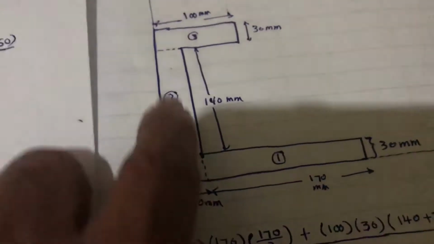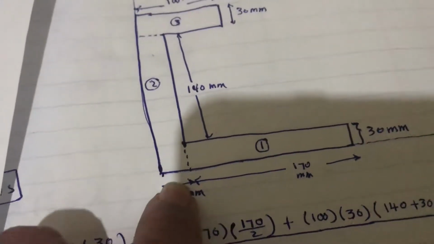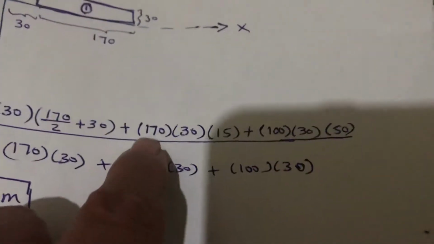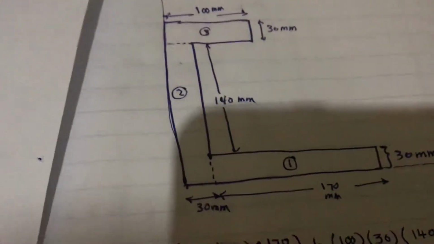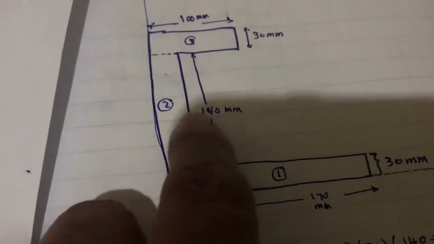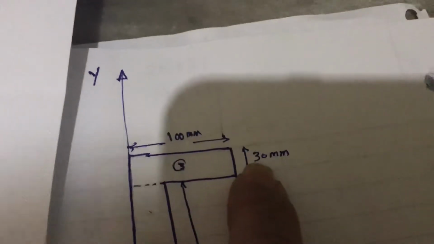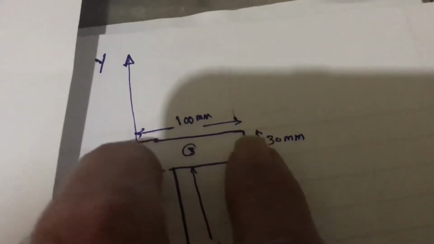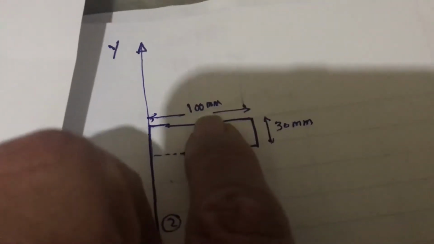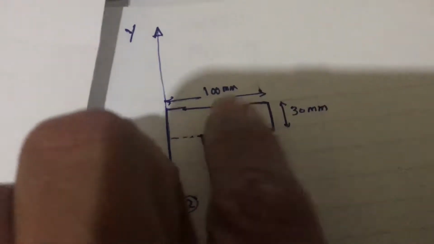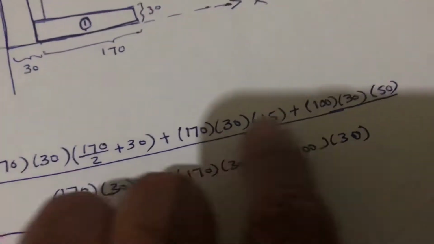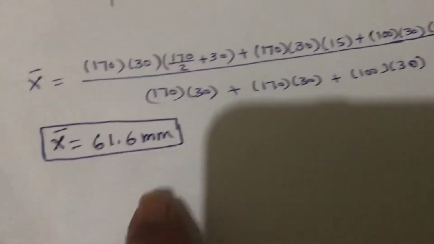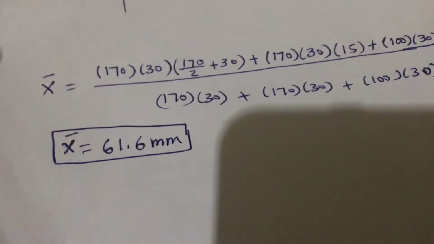Let's look at this shape. It has the same area, 30 times 170, times 30 divided by 2 away from the y-axis, which is 15. Plus the last shape, 100 times 30. The center of this away from the y-axis is 100 divided by 2, 50. Divided by the total area, the same. Add them all up, and you will get an x bar of 61.6.